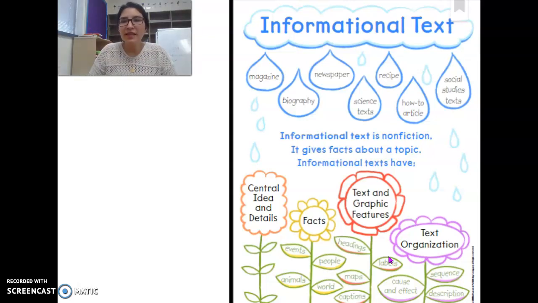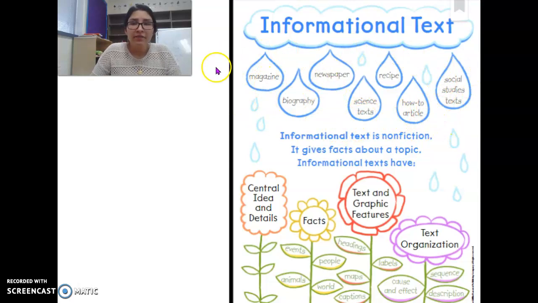So let's go over some examples of informational text. Magazines, like Kids' National Geographic. Biographies like, let me see, Amelia Earhart, Jane Goodall. Those are some biographies we read. Newspapers, like the Elgin Courier. Science books or social studies books. I actually have an example of something science related that we'll be reading here in a moment. Recipes, like recipes how to make cookies, how to ride a bike, how to tie your shoe. These are all examples of informational text, okay?